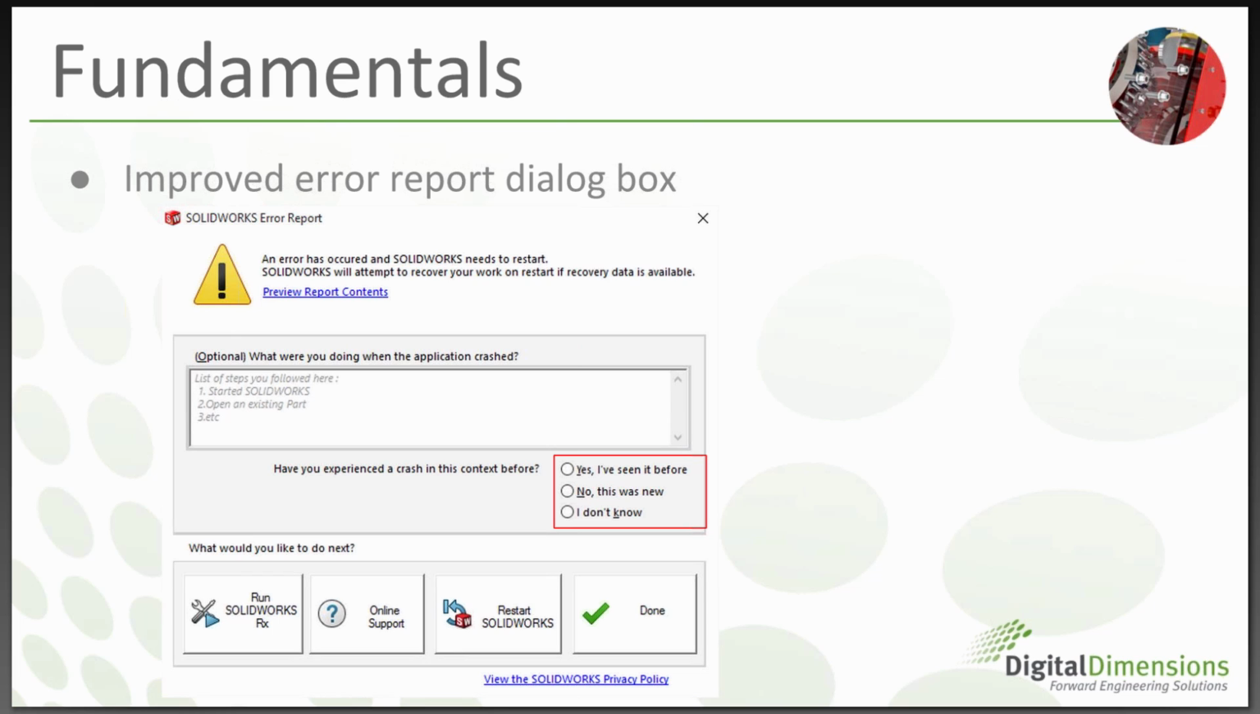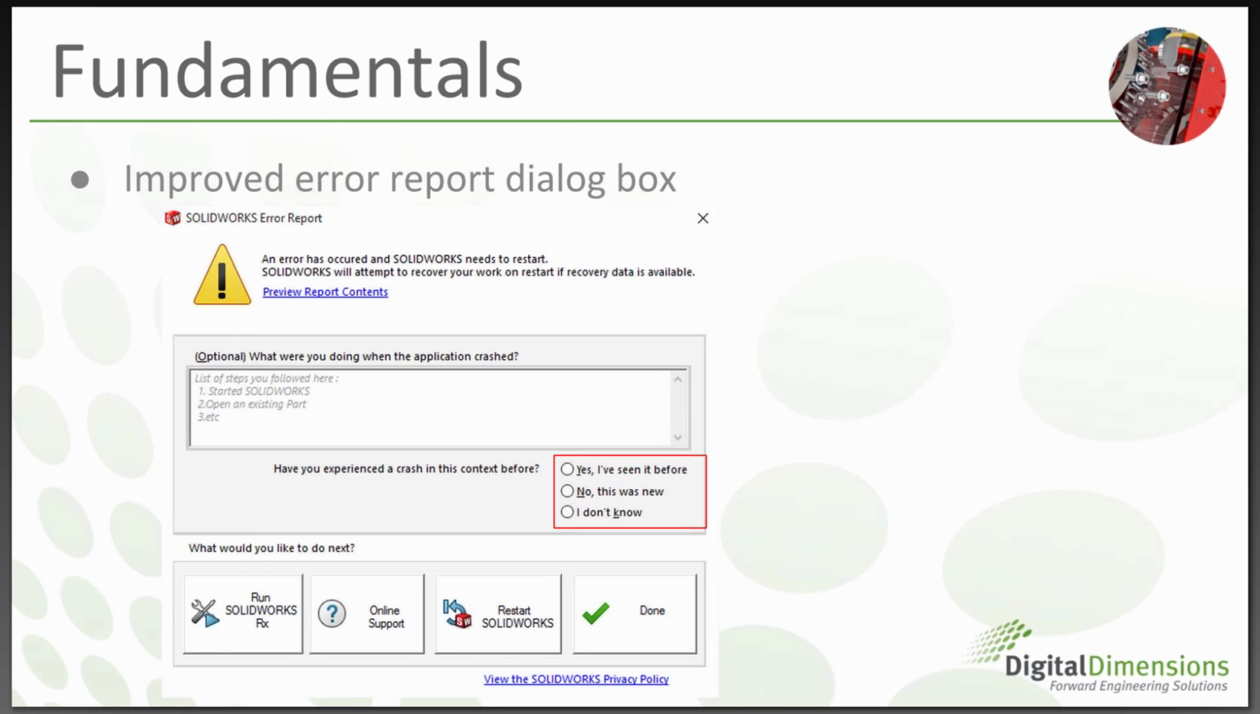From this nice retooled dialog box, you can preview an error report. You can choose whether or not to send a crash report to SOLIDWORKS. You can indicate whether or not you've experienced any previous crashes in the same context, so they can relate those two things. You can also run the RX diagnostics tool, connect to CAD support, and of course restart SOLIDWORKS. And hopefully if any recovery data is available, which I always hope it is so you guys don't lose your hard-earned work, SOLIDWORKS is going to attempt to recover that work.